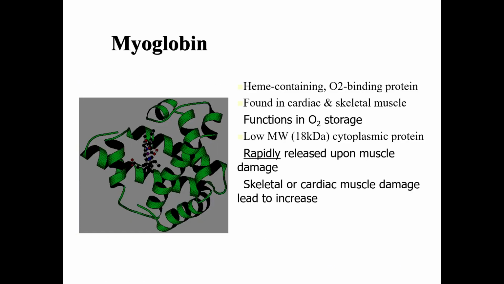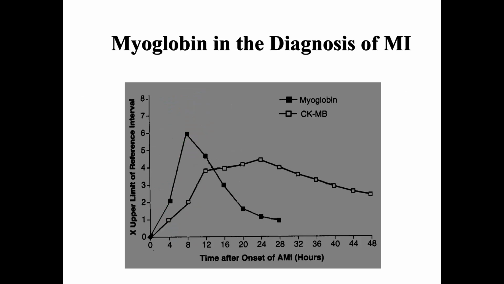Myoglobin, which we discussed earlier in the course, is a heme-containing oxygen-binding protein. It's found in cardiac and skeletal muscle, and its function is to store oxygen in the tissues. It's rapidly released upon muscle damage. Skeletal or cardiac muscle damage can lead to an increase. If it's cardiac muscle damage and we want to use this as an evaluation of myocardial infarction, this has to be measured early on, so within the first 8 hours is ideal.